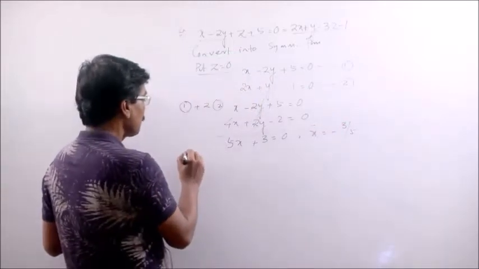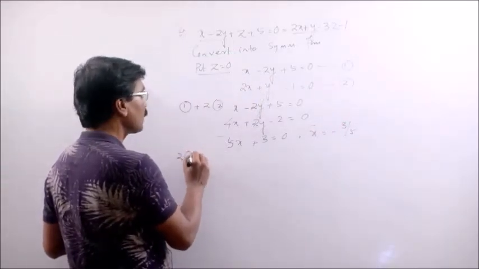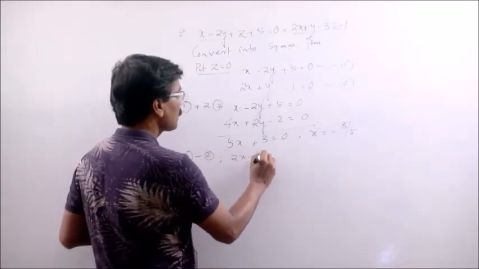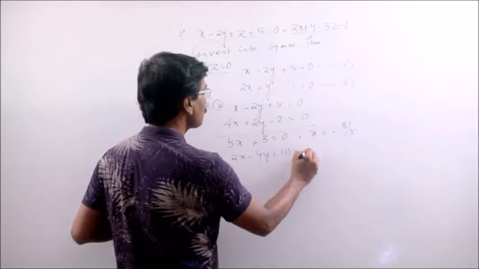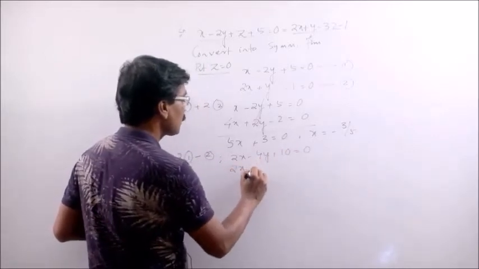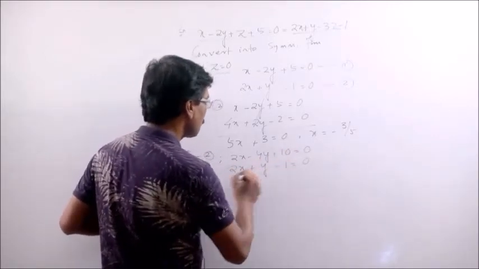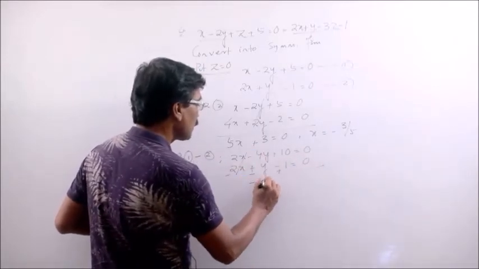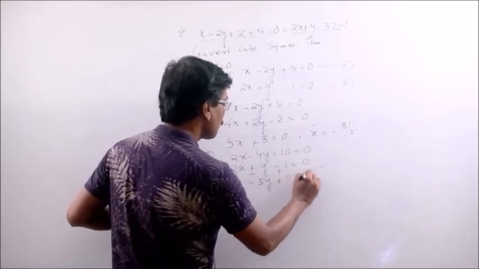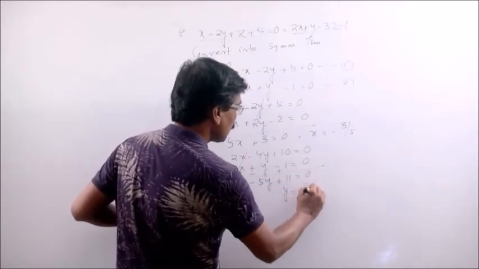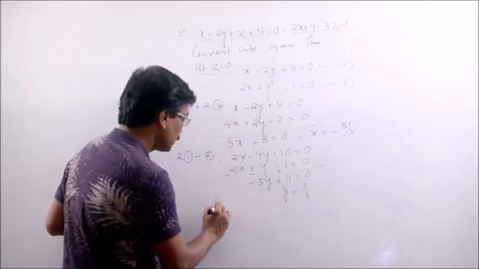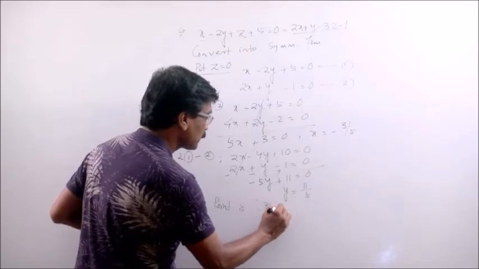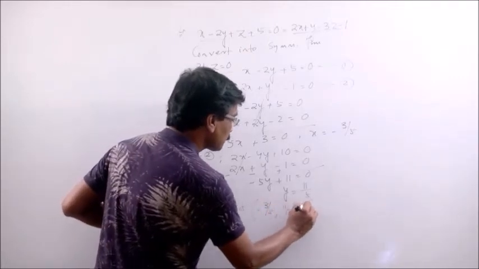And similarly, 2 times equation 1 minus equation 2, that will be 2x minus 4y plus 10 is equal to 0, 2x plus y minus 1 is equal to 0. Now by subtracting these equations, we have minus 5y plus 11 is equal to 0. So y is equal to 11 by 5. So the point is minus 3 by 5, 11 by 5, 0.